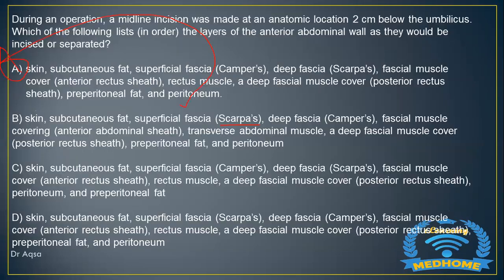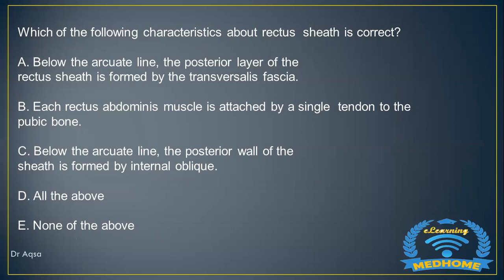How come A? Now explain to all of us why A. Which of the following characteristics about the rectus sheath is correct? They're asking about the correct option. So below the arcuate line, the posterior wall of the rectus sheath is formed by, okay, yes, you're right. None of the above is the right answer. Exactly. Now explain why. Because below the arcuate line, I saw the slide you showed that it is formed by the fascia of all three muscles. So this option is incorrect.